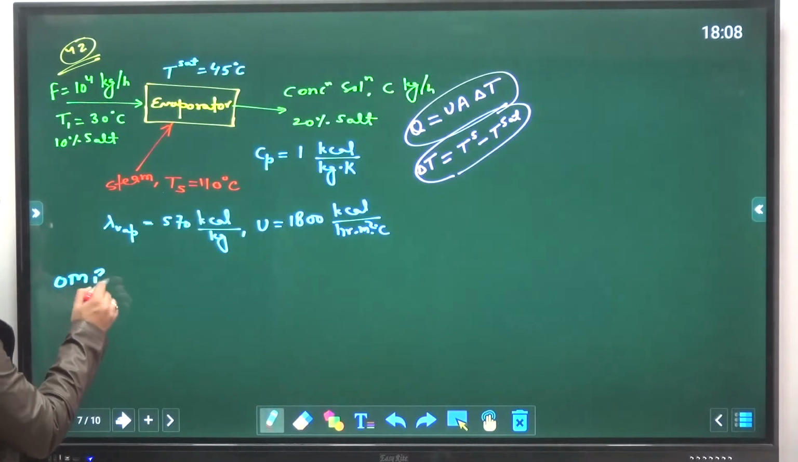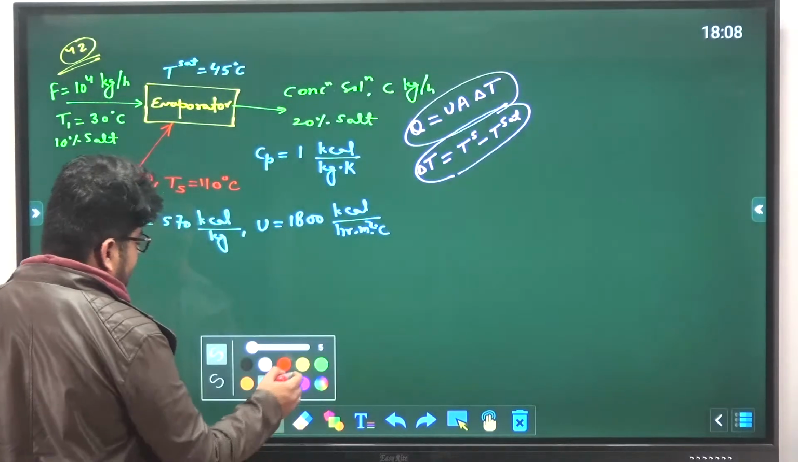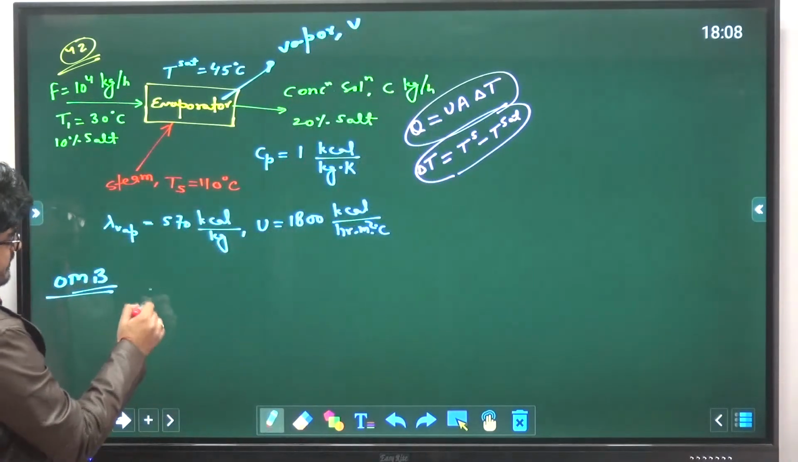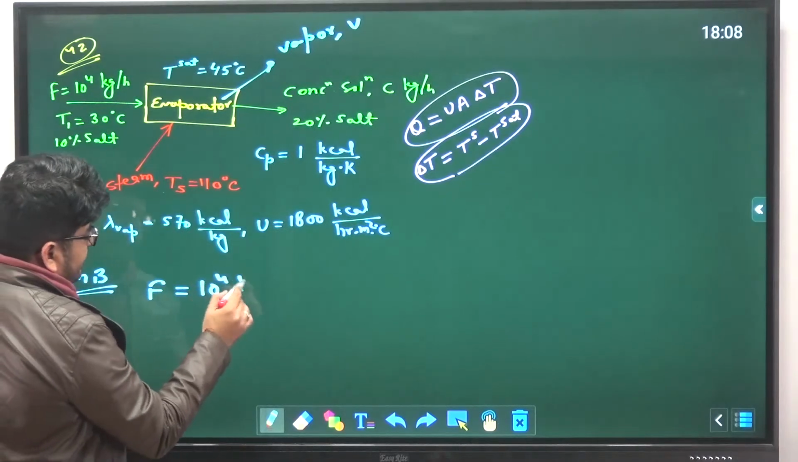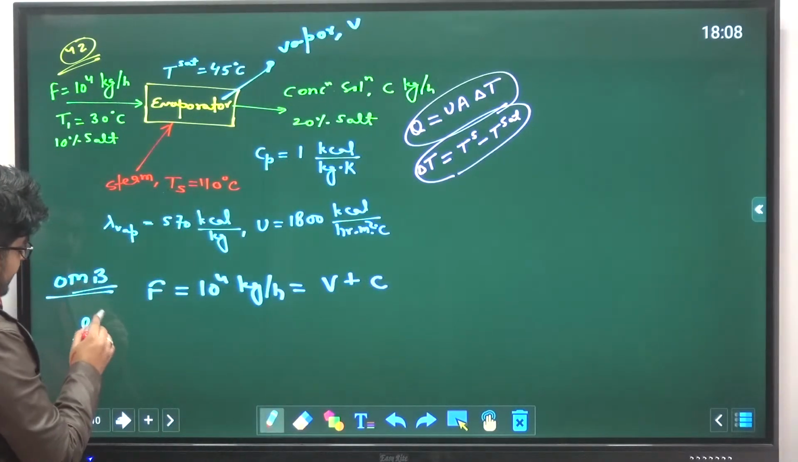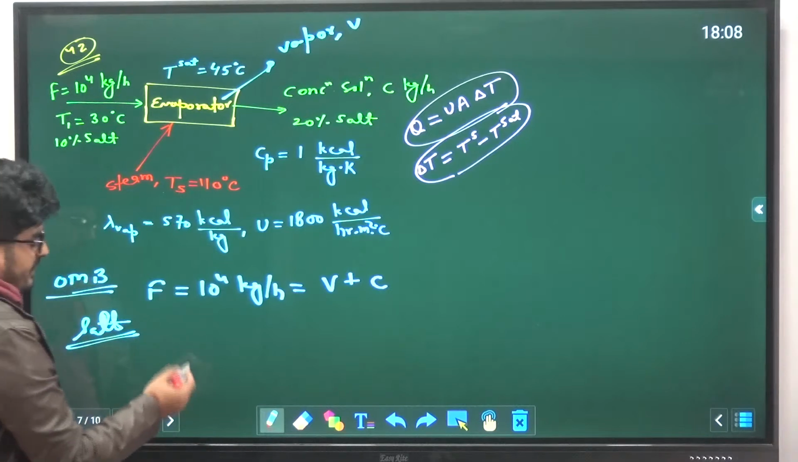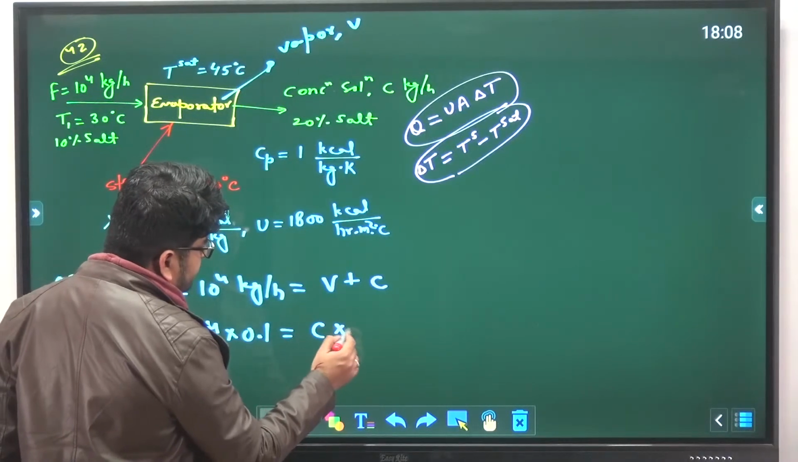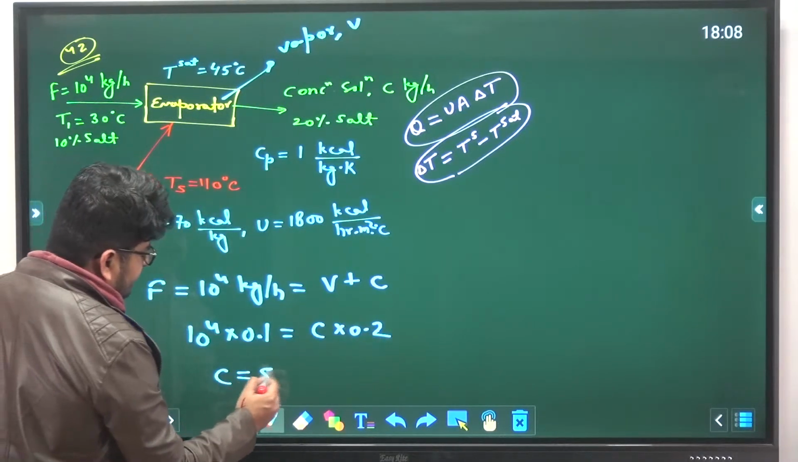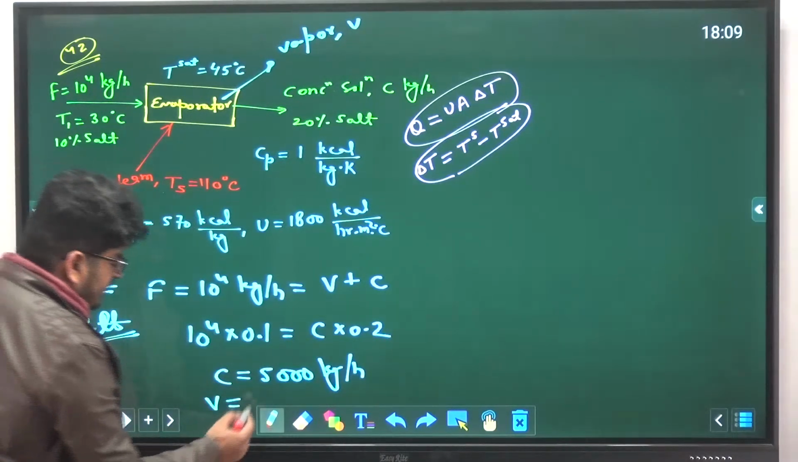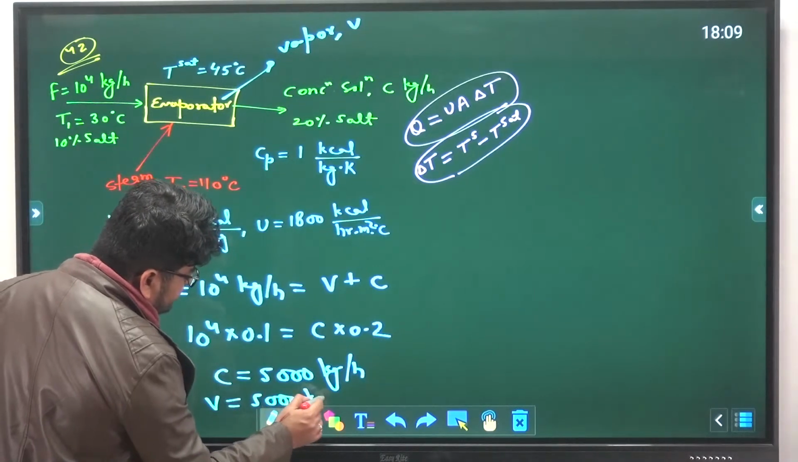See, in this question, if you do the overall mass balance, you know that some vapor is also leaving here, vapor, let's say at V kg per hour. So overall mass balance, total mass in F, that is 10 to the power 4 kg per hour, will be equal to total mass out V plus C. And then if you do the salt balance, you will get total salt in 10 to the power 4 into 0.1 equal to total salt out C into 0.2. So from here you will get C, that is 5000 kg per hour, and thus you will get V as well, amount of vapor produced as 5000 kg per hour.